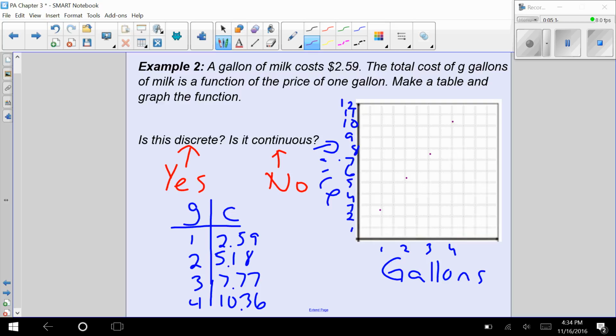This is mostly linear, depending on how accurate I was. So I make this with a dashed line. Draw my arrows on the end, and there's our graph.